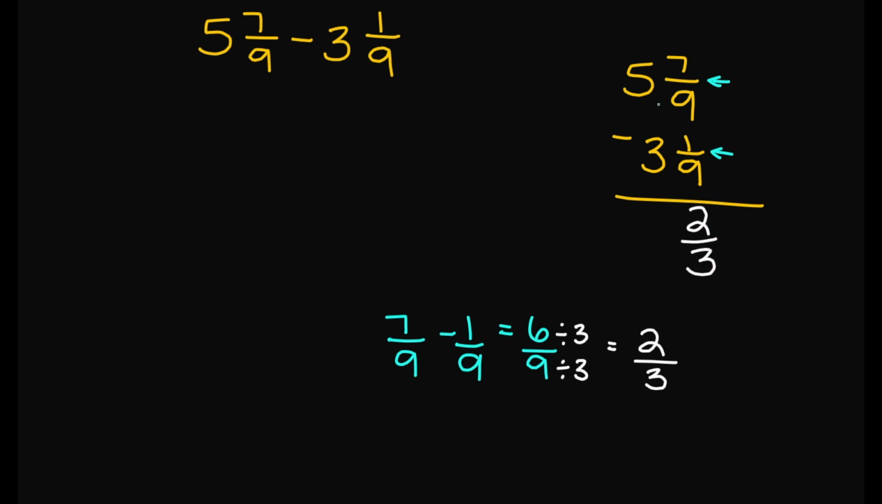And then for my whole numbers, you have 5 minus 3. This is going to equal 2. And since I cannot simplify any further, your final answer here is 2 and 2/3.